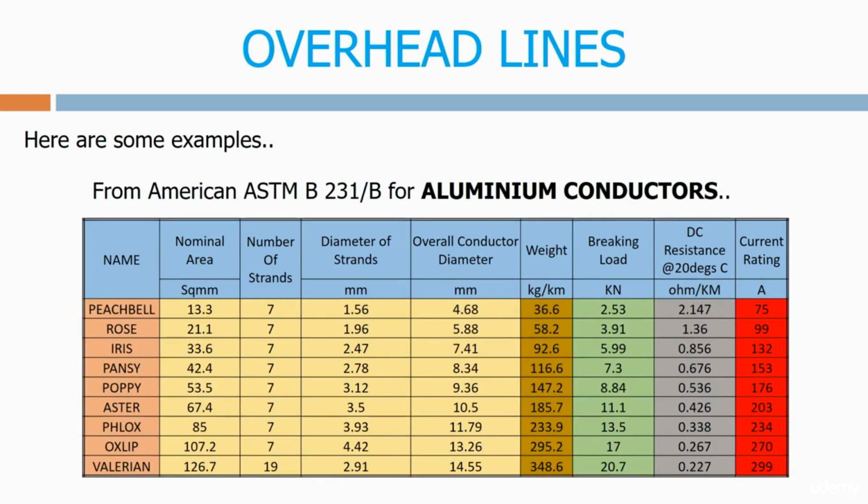For American ASTM B231-B for aluminium conductors, we can see that this standard uses the names of flowers for the different types of conductors. Again, each of the conductors is different and has different characteristics. These are just a couple of samples of the hundreds of combinations available. Most electrical utilities will choose a single conductor type for each of their system voltage levels, which covers all of their system needs. This avoids the necessity of storing lots of different conductor types, which would be wasteful.